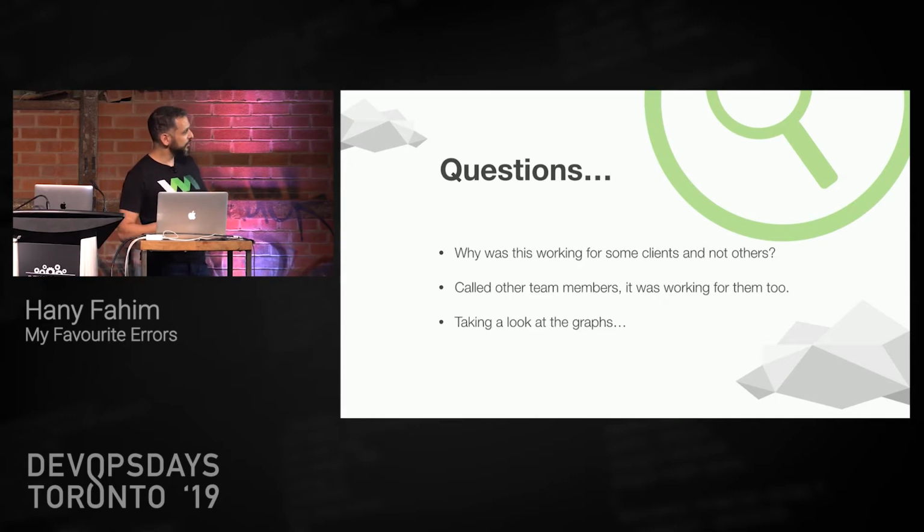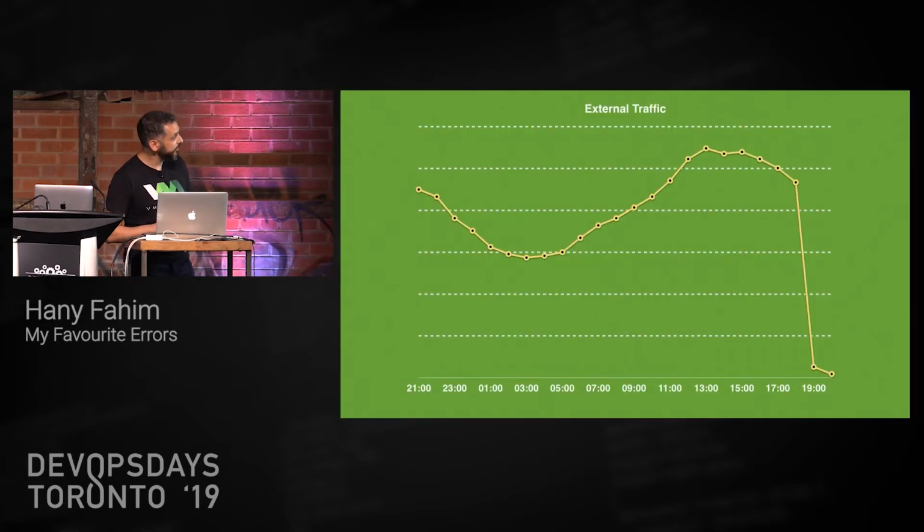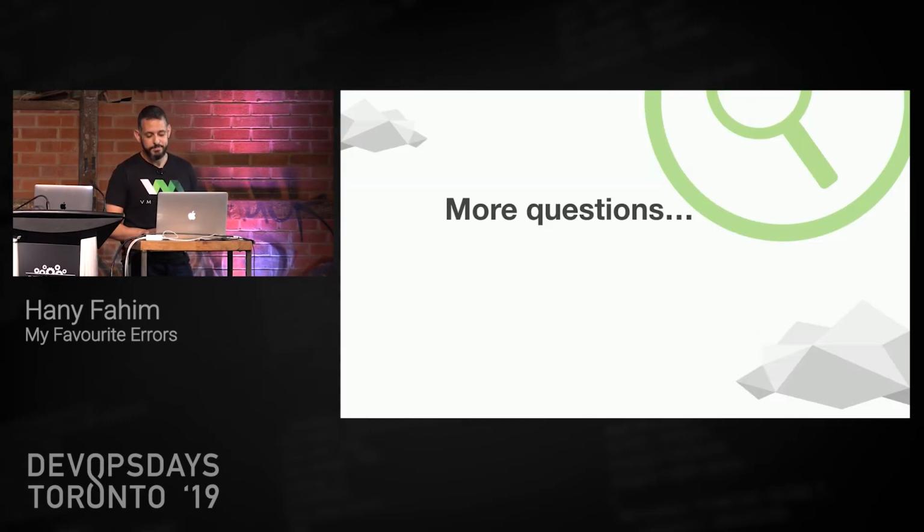But then someone took a look at the server graphs and noticed this lovely pattern over here. Right around 7 p.m., traffic just basically dropped to 0, which was the first and practically only indication on the server side that there was really a problem. So more questions, right? Why is it working for some and not others? What is the key difference over here?